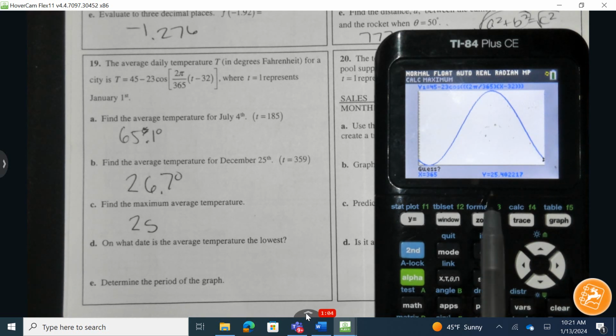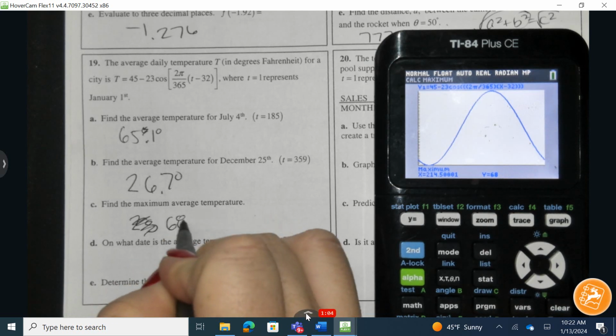Oh, I forgot to push enter. There we go. 68. So that was the confusion there.